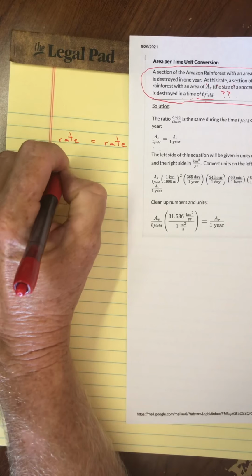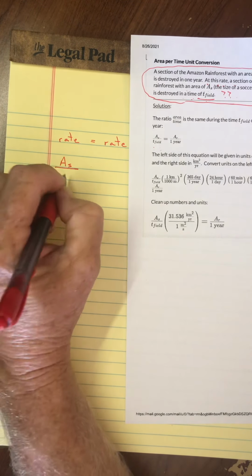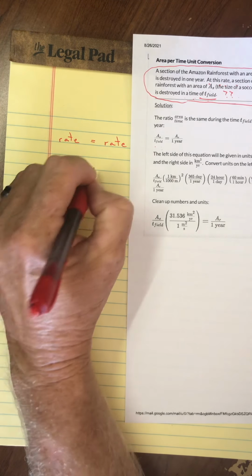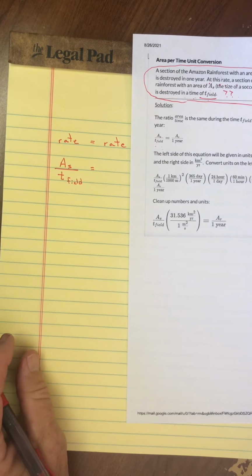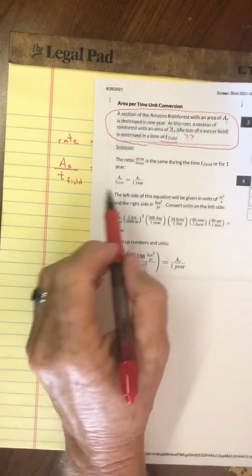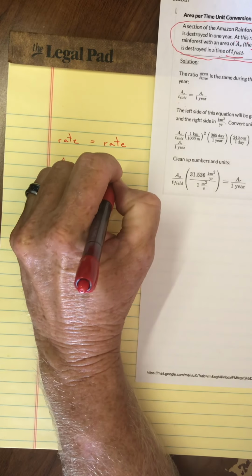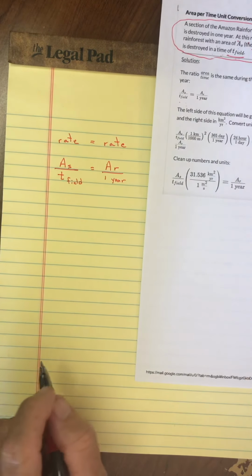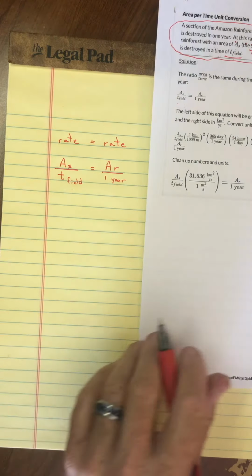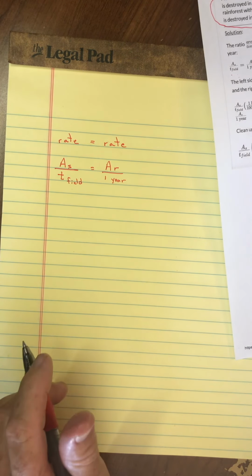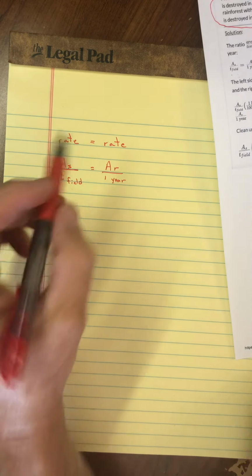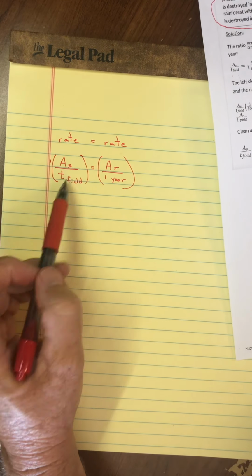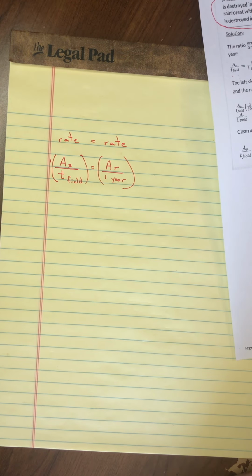He says, if you take the area of the soccer field and divide it by the time for the field to diminish, that would be the same as the area lost in 1 year. Okay, so these are the same rates. Okay, and just here you're thinking about a big amount over a big time, and here you're thinking about a small amount over a small time. Whichever way you want to do it.